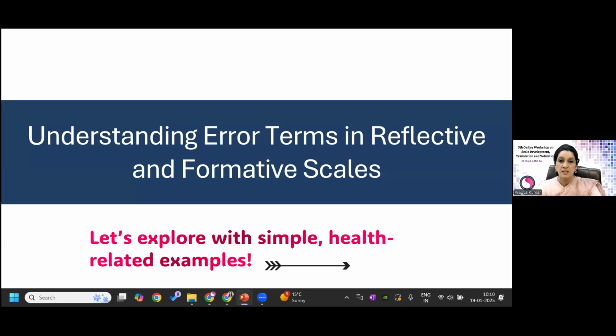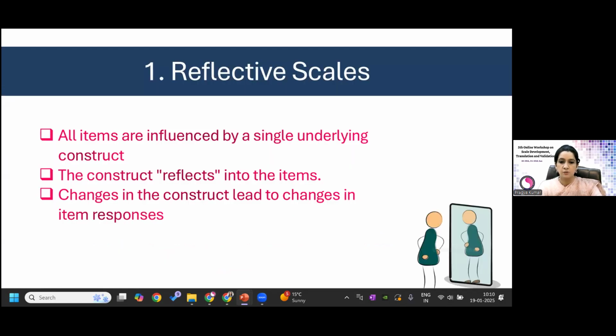I'll start the session with this because this is the basis of overall analysis. Whenever you do exploratory factor analysis, principal component analysis, or CFA, confirmatory factor analysis, you need to understand this error. In reflective scales, we know that the construct is there already in the psychological domain of the respondent, and we are trying to measure it through items. So basically, if my level of depression is high, I will score high on the item, right? So the construct affects the item, and the direction of the arrow is from the construct towards the item.